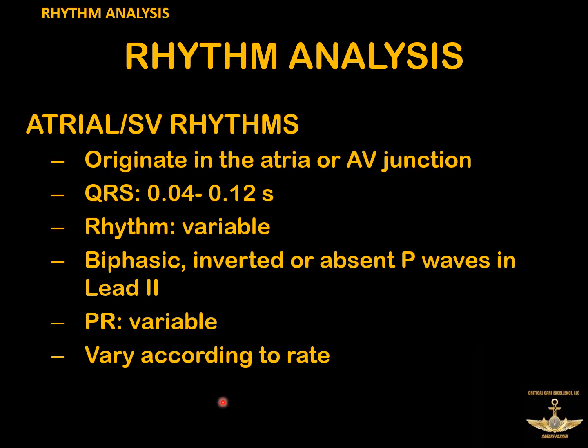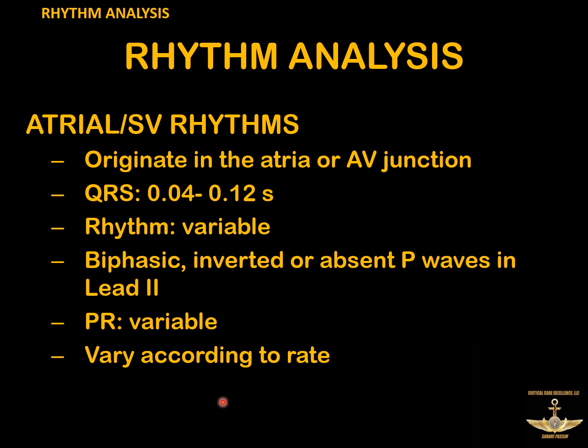So to review, the atrial and supraventricular rhythms tend to originate in the atria or the AV junction, not the sinus node. QRSs tend to be normal duration unless there is some sort of secondary conduction problem down in the ventricles. The rhythms are variable based on the factors we've talked about. They do have P waves, but they're not going to look normal. They're going to look upside down or biphasic.